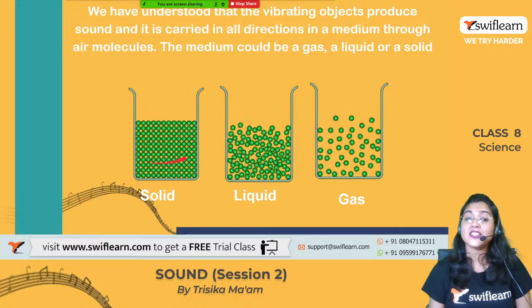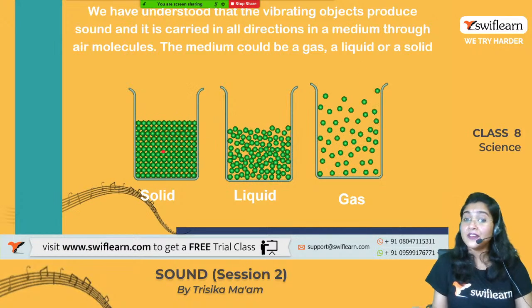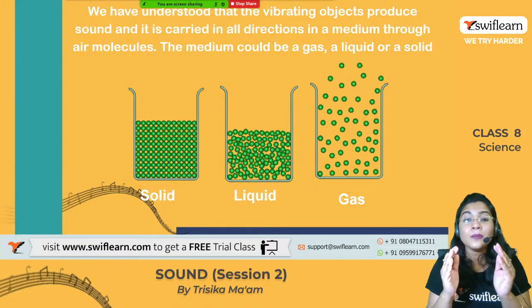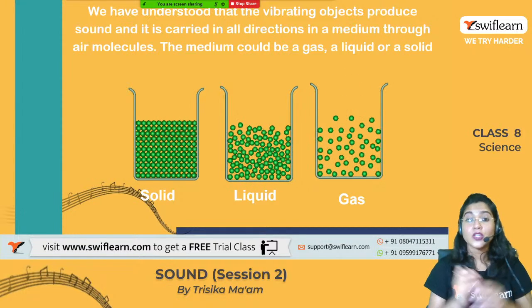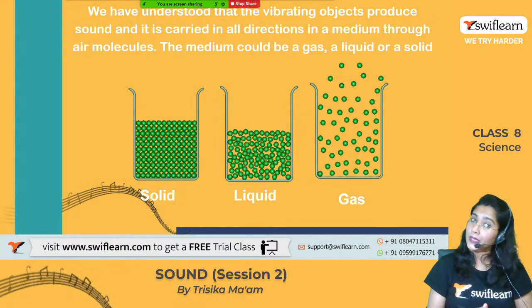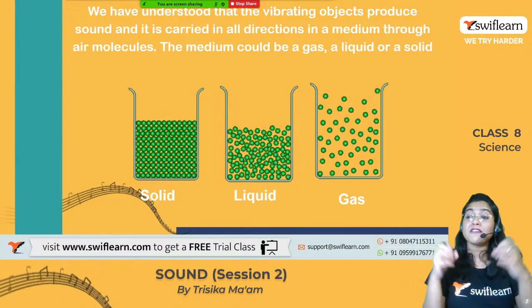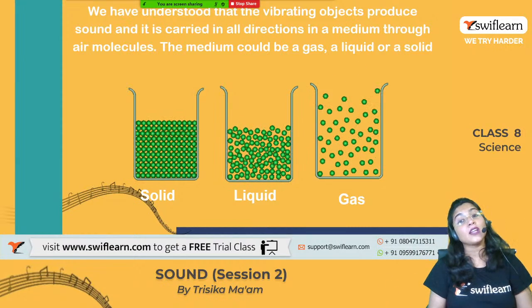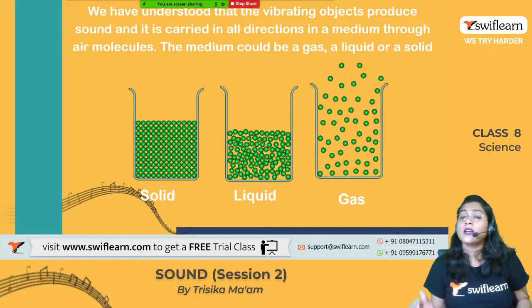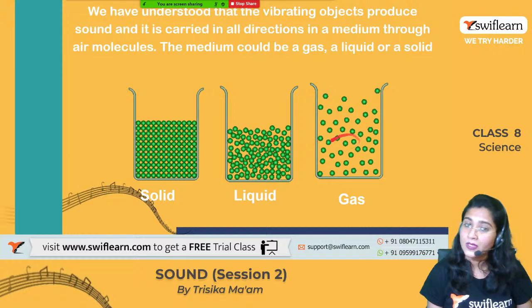Can you see the different arrangement of the molecules in the solid, liquid, and gas? Yes. In case of the solid, the molecules are very tightly packed, right? In case of the liquid, it is a little bit loosely packed, right? So there will be more intermolecular spaces in case of the liquid. But in case of the gas, we can see the molecules are far apart from each other and there are huge intermolecular spaces in between the particles, right?